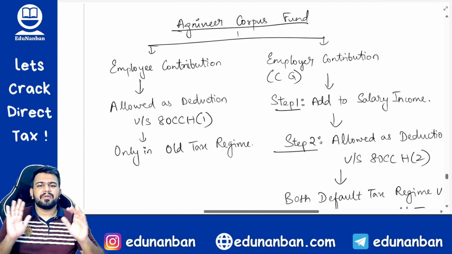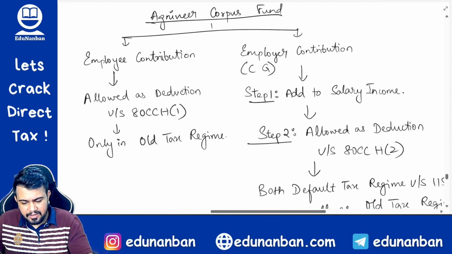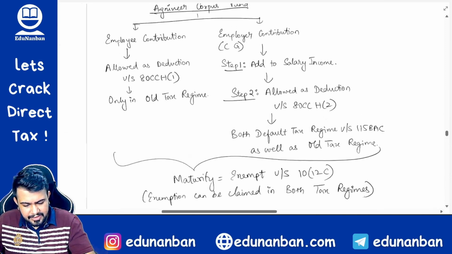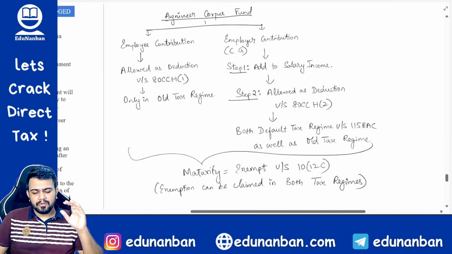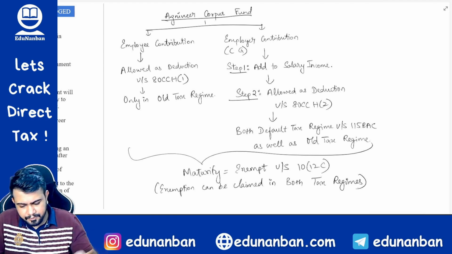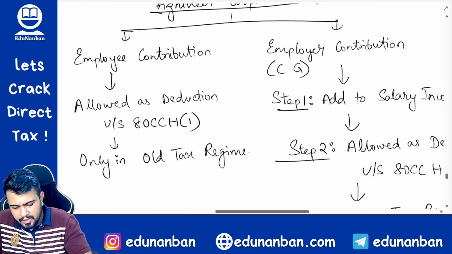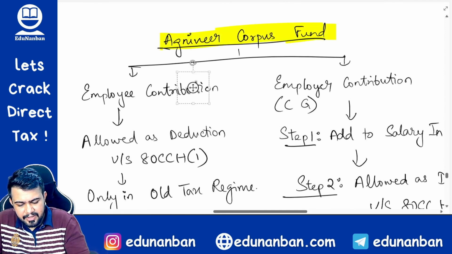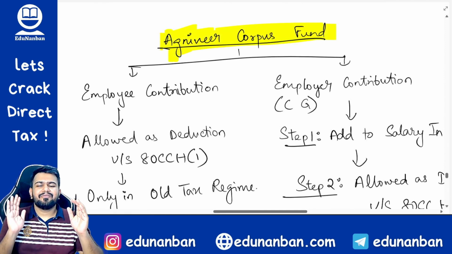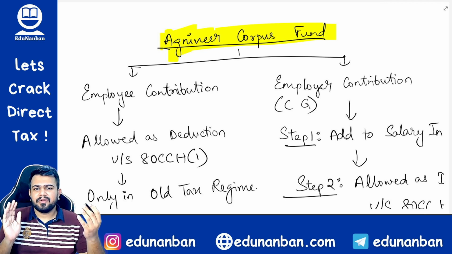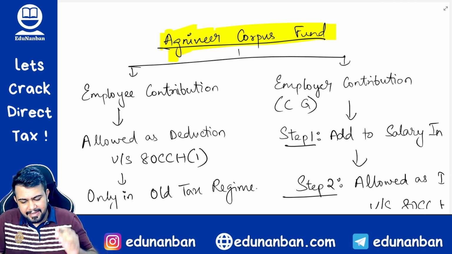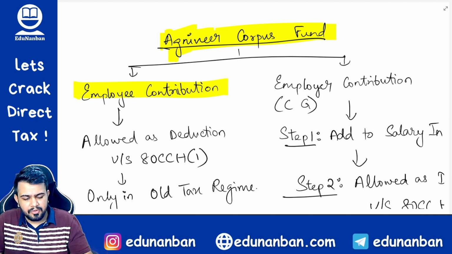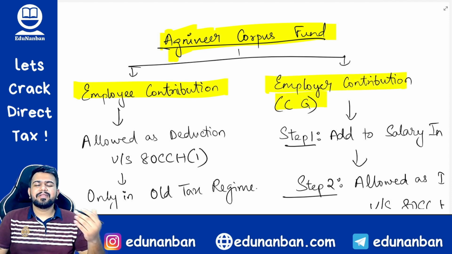So very simple, let me discuss it in simple language. Firstly, I want you to pause the video and note down this table. Wherever you find space, please note down this table and then let me explain. Done? Okay. So the Agniveer Corpus Fund is just a fund, like for example a provident fund or gratuity fund. In that corpus fund, the employee will contribute and the employer will contribute. How much will they contribute?